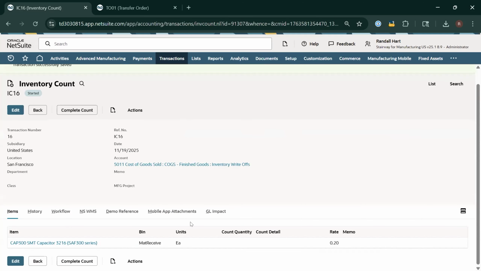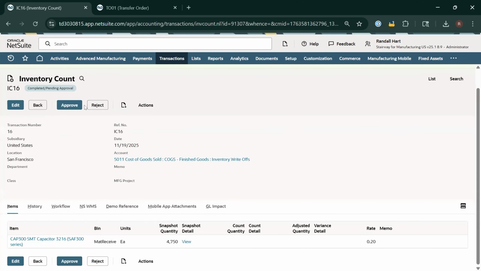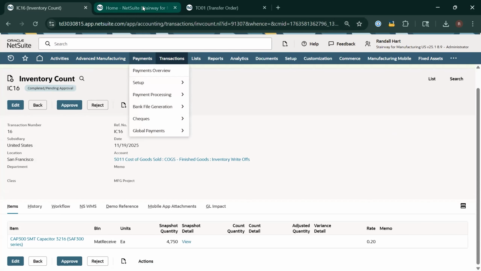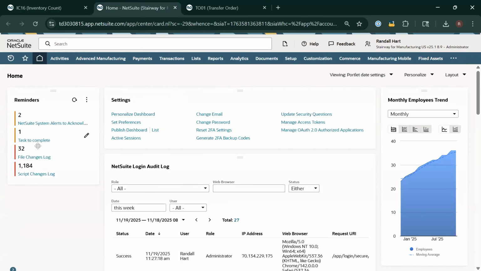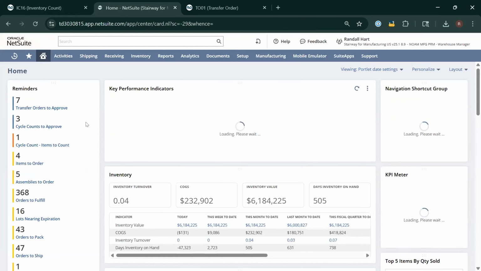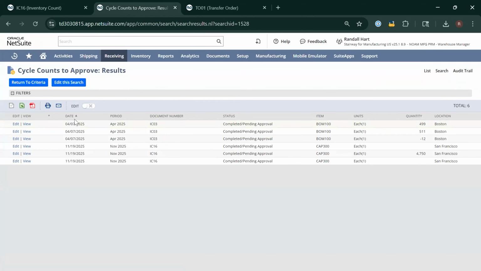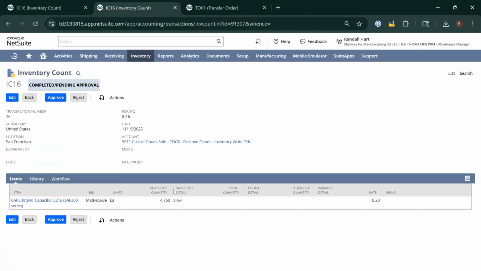And then complete count. And now I have an approve or reject process. So if we go back to our dashboard, and the warehouse manager, it's going to add this cycle count to approve. So you see here, okay, this is my count to view approve. I'm going to view this for cap 300.